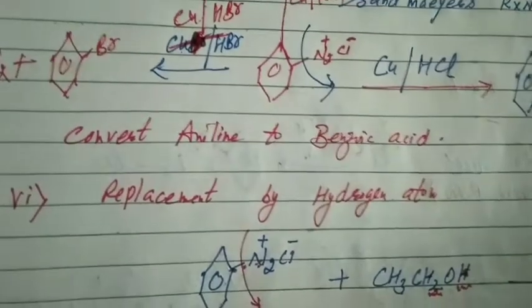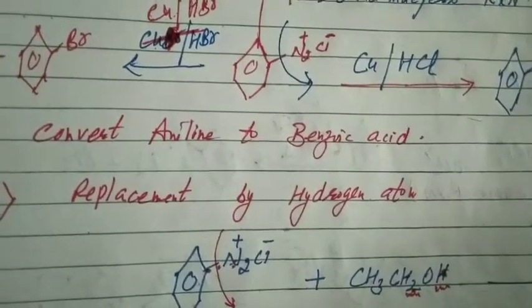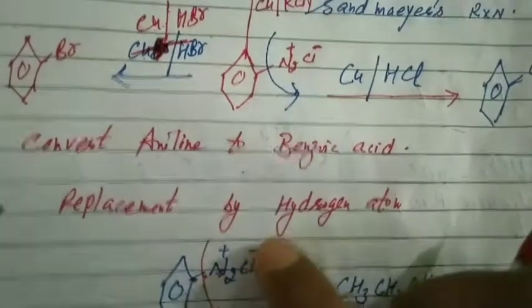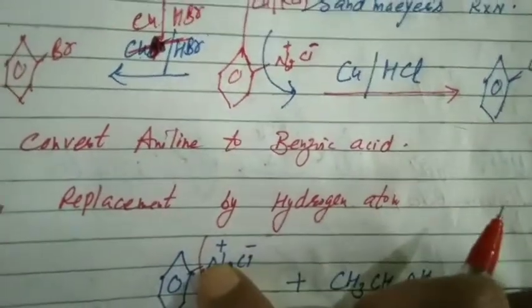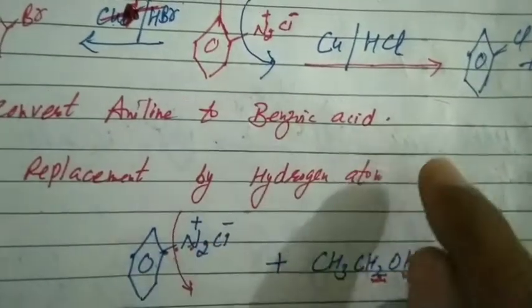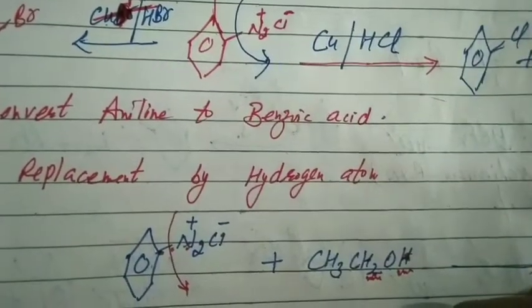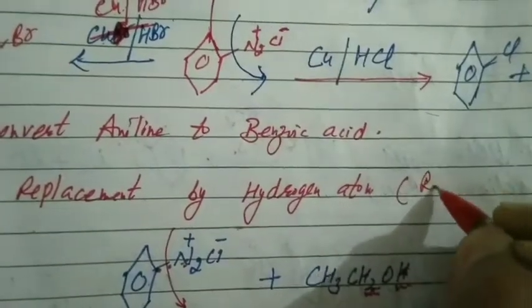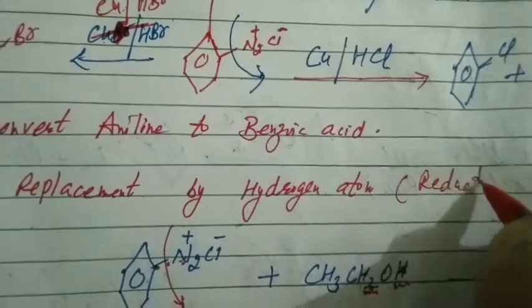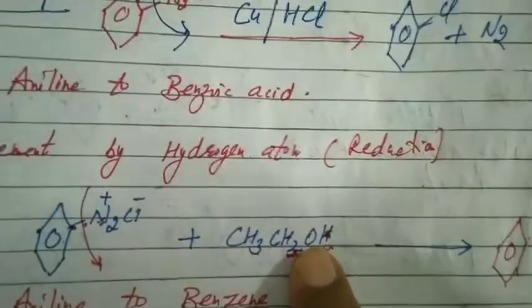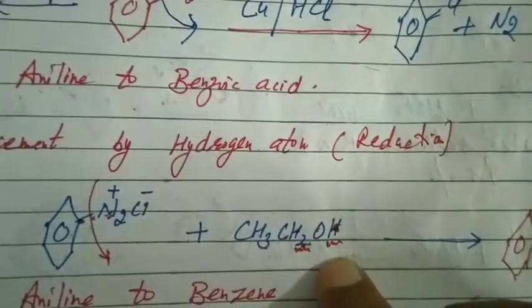After this, next, students, is replacement by hydrogen atom. This is the reaction in which the diazonium ion group is replaced by a hydrogen atom. Definitely the product is benzene. In this case the product is benzene, and we also call it reduction. Addition of hydrogen is reduction. Substitution by hydrogen atom is reduction. Upon treating diazonium salt with ethyl alcohol, students, benzene is formed.